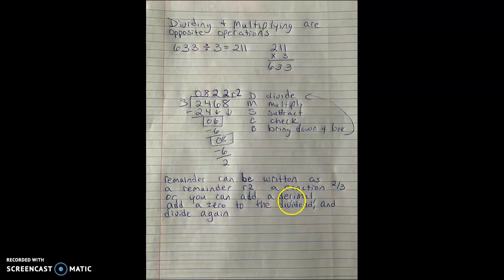But if it wants a decimal, I would add a 0. I would add a decimal first, add a decimal behind the 8, add a decimal behind the 2 up here. And then I would add a 0 behind the 8, bring it down next to the 2 and divide again. And I would keep doing that, adding a 0, bring down a 0, divide again, if I need to get a decimal instead of a remainder. If you still have questions about how to do long division, make sure you watch some YouTube videos on how to do long division.